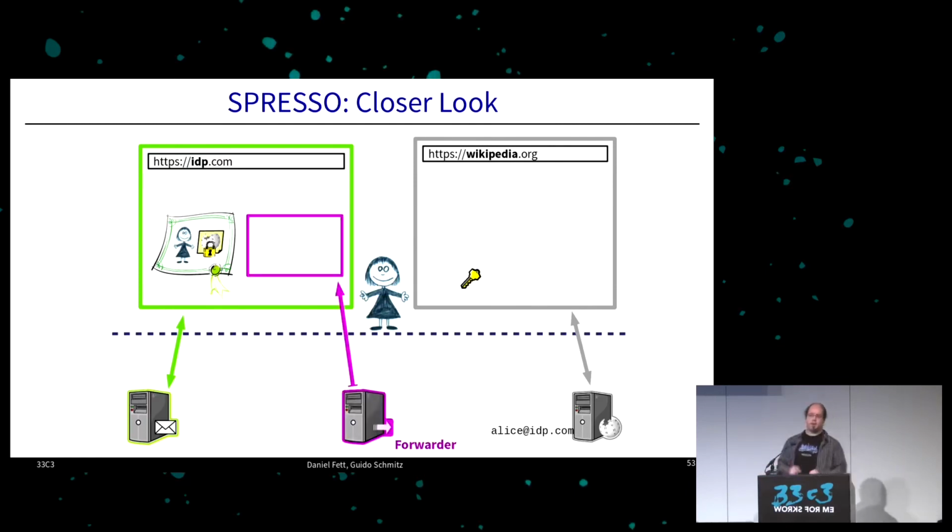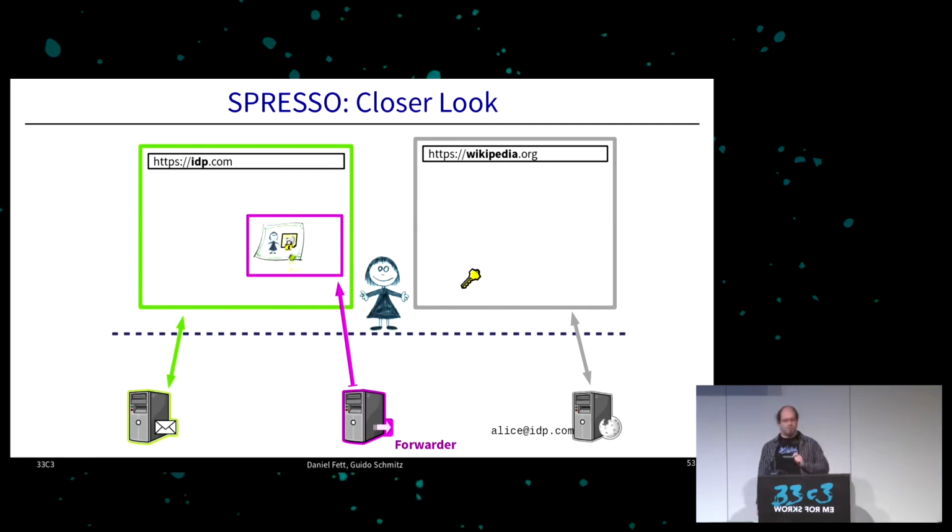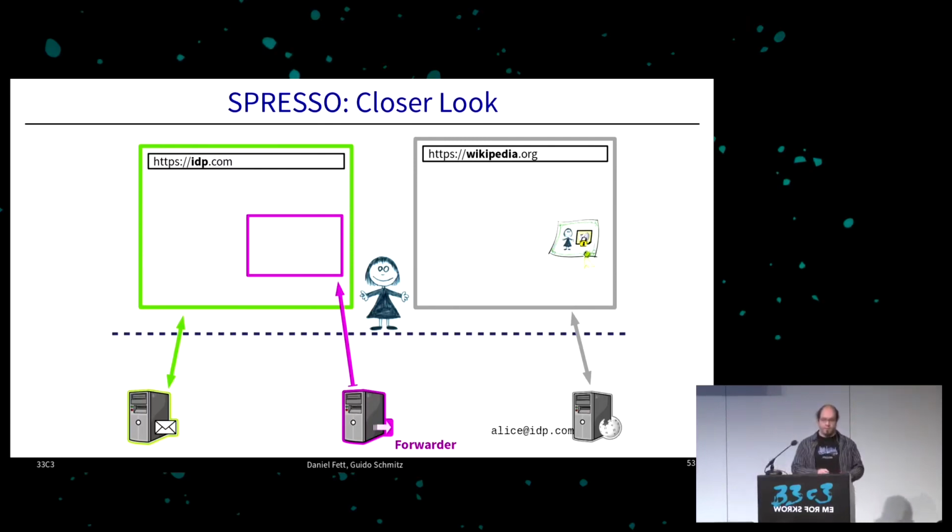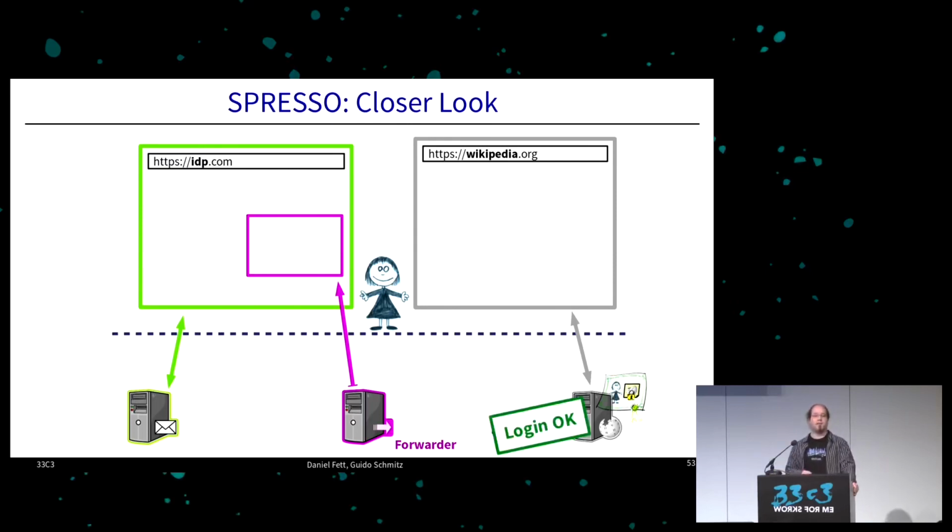So instead, now we have a third party, the forwarder, which serves just a single static JavaScript file. And this is loaded in an iframe in this login dialog. And this iframe gets the user assertion, and it also gets the key. And now it can decrypt the tag, look who is the intended receiver, and then it sends over the user assertion to the window of the relying party, which forwards it to the server of the relying party, who then can check if everything is all right and consider the user to be logged in.